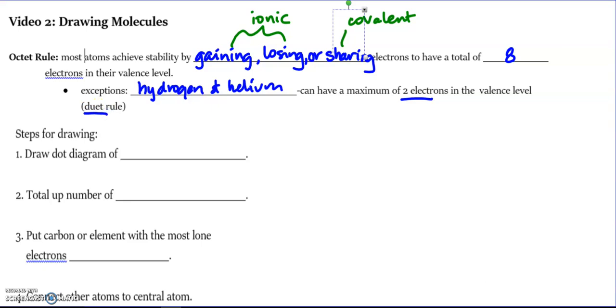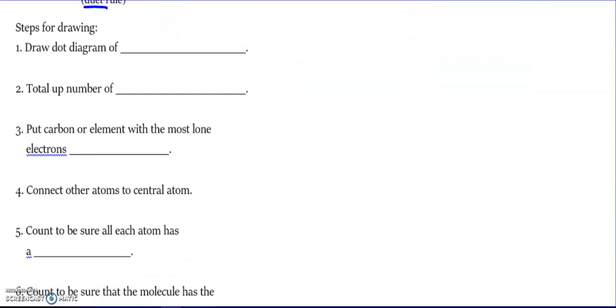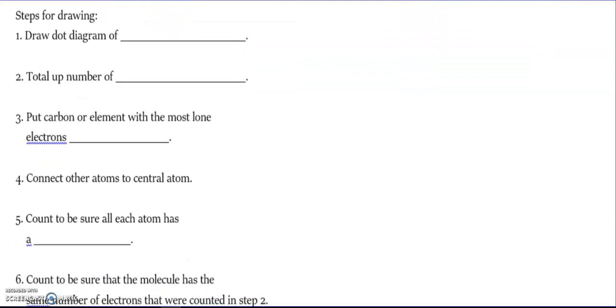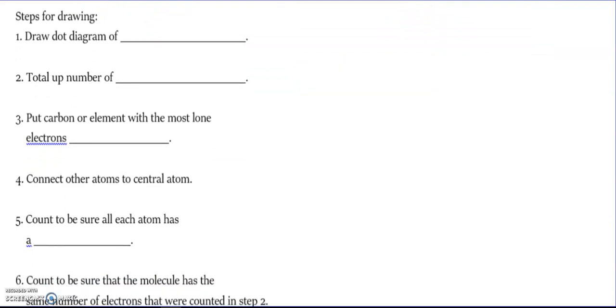All right, so I'm going to go through the steps of drawing, and I'm going to do an example as I do the steps, and then we'll do a few more examples. So first you want to draw dot diagrams of your individual atoms. All right, so let's say we're going to draw NH3. This is ammonia.